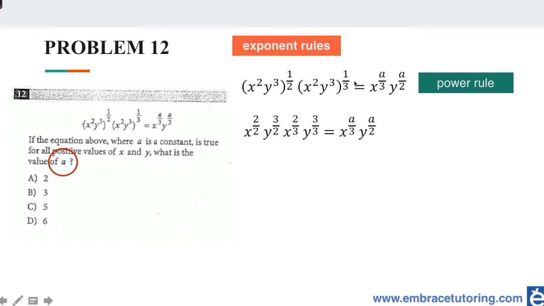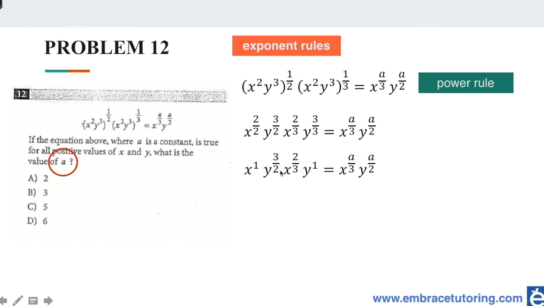I'm going to follow the same rule here, the same pattern for x squared to the 1/3, which becomes 2 over 3, and then the y to the 3 to the 1/3 becomes 3 over 3. Now, I notice here that if I actually simplify this a little bit further, it might make it a little bit easier. So then I get x to the first, y to the 3 over 2, and x to the 2 over 3 times y to the first.